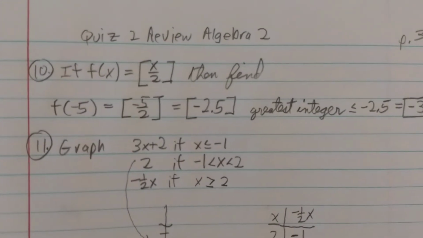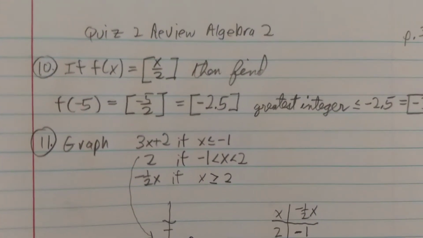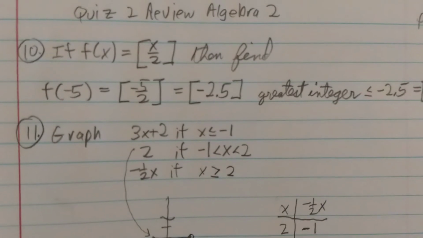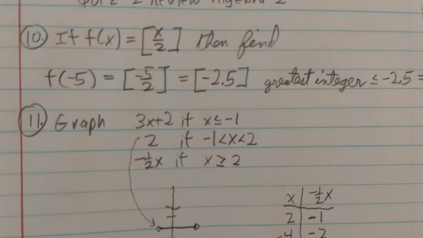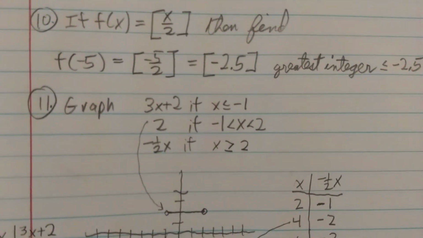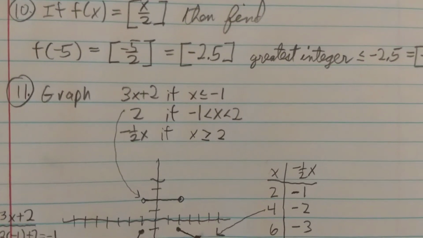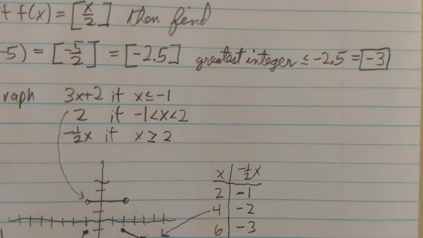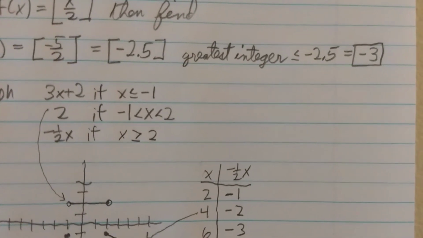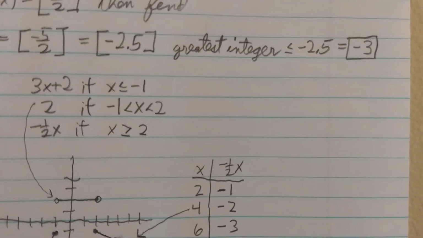Question 10 is, if f(x) is the greatest integer of x over 2, then find f of negative 5, which is the greatest integer of negative 5 over 2, which is the greatest integer of negative 2.5, which means find the greatest integer less than or equal to negative 2.5.